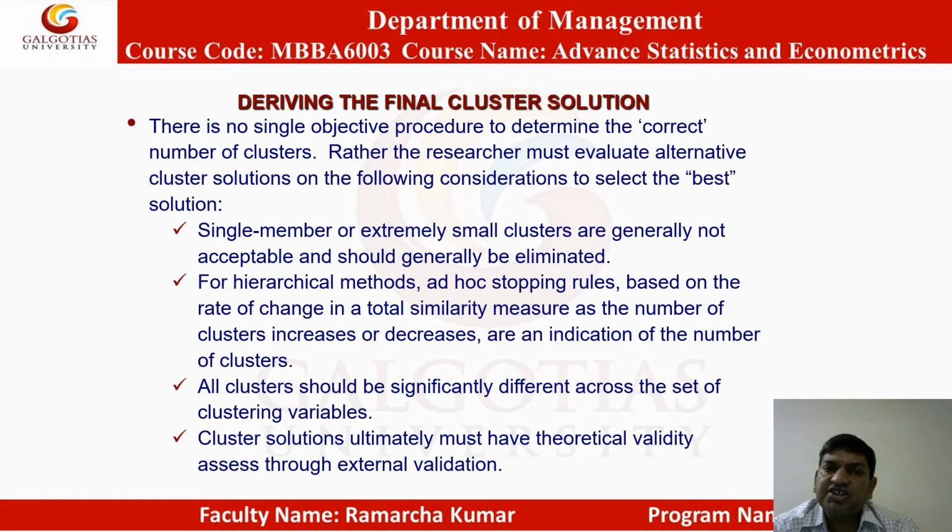Deriving the final cluster solution, there is no single objective procedure to determine the correct number of clusters. Rather, the researcher must evaluate alternative cluster solutions on the following considerations and select the best solution. Single member or extremely small clusters are generally not acceptable and should generally be eliminated. For hierarchical methods, ad hoc stopping rules based on the rate of change in the total similarity measure as the number of clusters increases or decreases are an indication of the number of clusters.